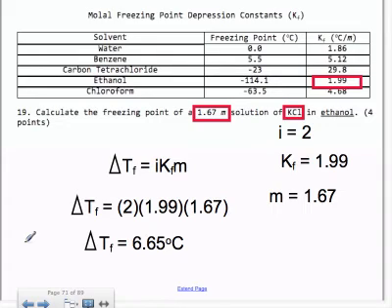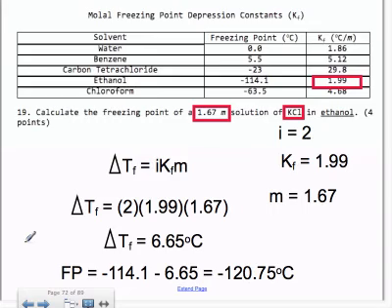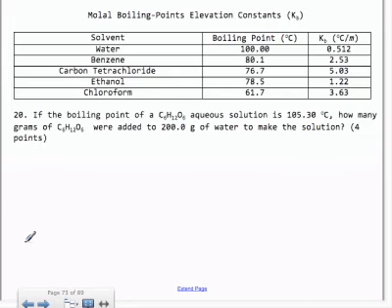But that's not what the question asks. The question asks, what is the freezing point? So we have to take a look at the original freezing point, which was negative 114.1 Celsius, and then lower it by that number. So negative 114.1 minus 6.65 is negative 120.75 degrees Celsius. That's the new freezing point of the solution.